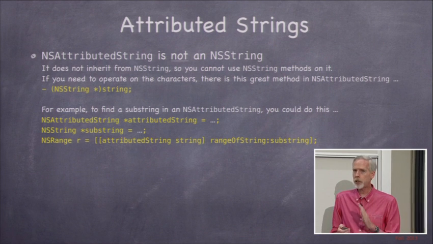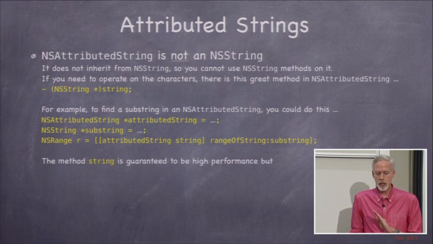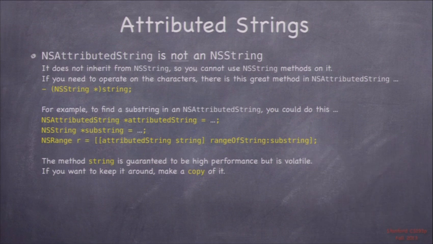Now, that string method is guaranteed to be very high performance, because you're doing this all the time. You want to look at the NSAttributedString like a string. So it's high performance. However, it's also volatile. Bottom line is, this thing is probably returning you a pointer to that NSAttributedString's internal data structure, or some parts of it. You don't really know what it is. You know whatever it returns is an NSString. But if you want to keep that thing around for more than just right there where you call it, make a copy of it. Then you have a copy of the NSString. You can hold on to it.